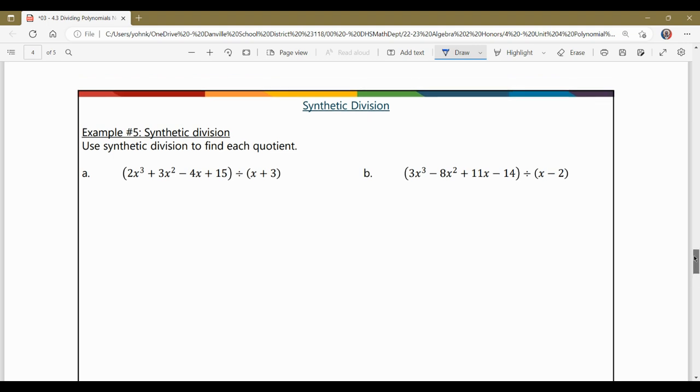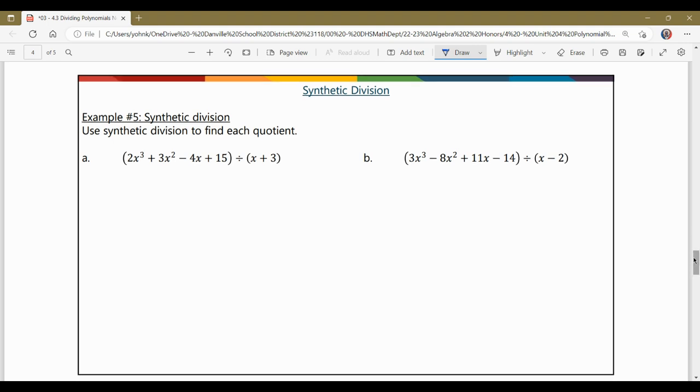So use synthetic division to find each quotient. I can do these exact same problems, kids, using long division, but it's typically easier if the number that you are dividing by is a linear term with a coefficient of 1. If it's not, then it gets a little tricky. So what we're going to do is grab the coefficients, the 2, the 3, the negative 4, and the 15. Make sure you also use placeholders if you need to. Then you're going to draw this little L-shaped line. And then we're going to put a number out here in front of the 2.